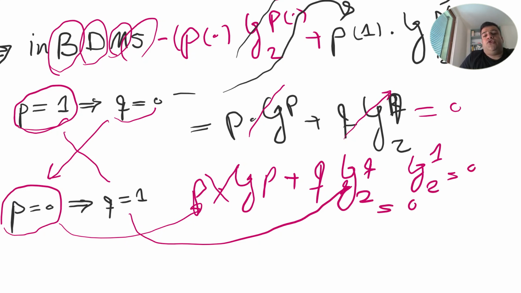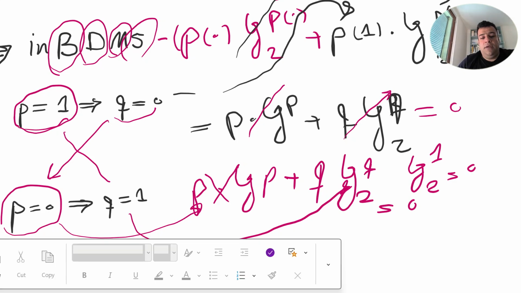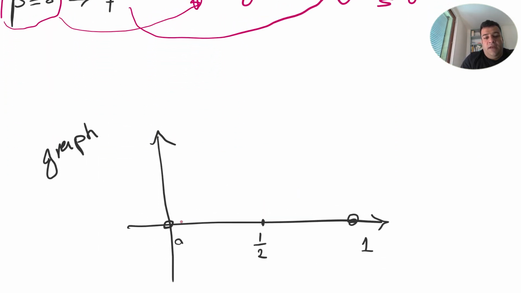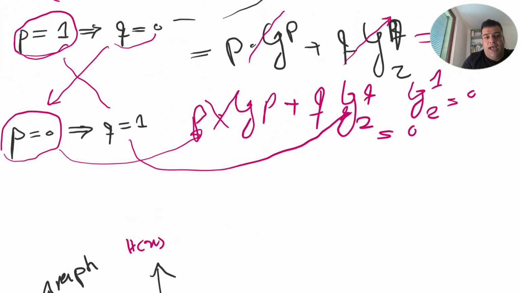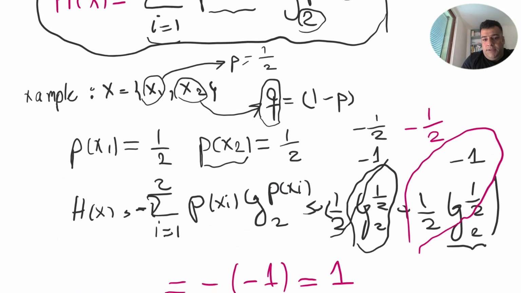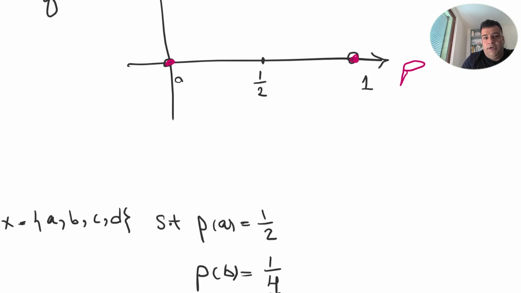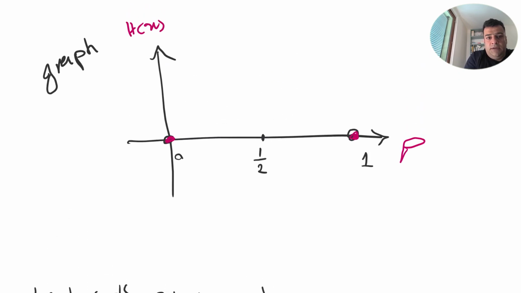If I show it in a graph, it's something like this, guys. When we plot p against H(X), when p is 0, the answer is 0. When p is 1, the answer is 0. At 1/2, we calculated that it is 1. Therefore, it is something like this.